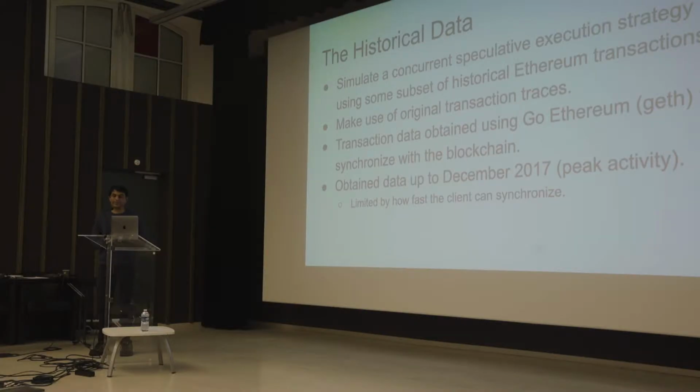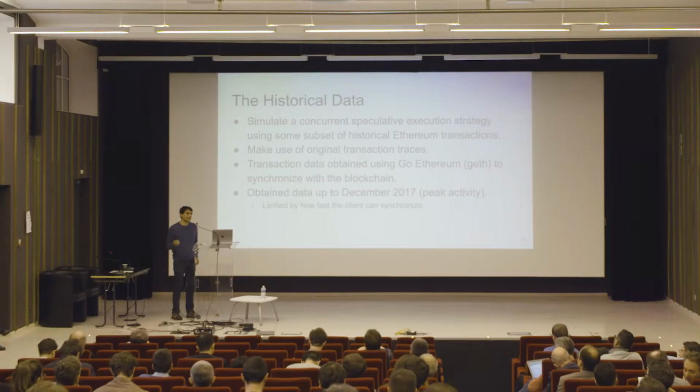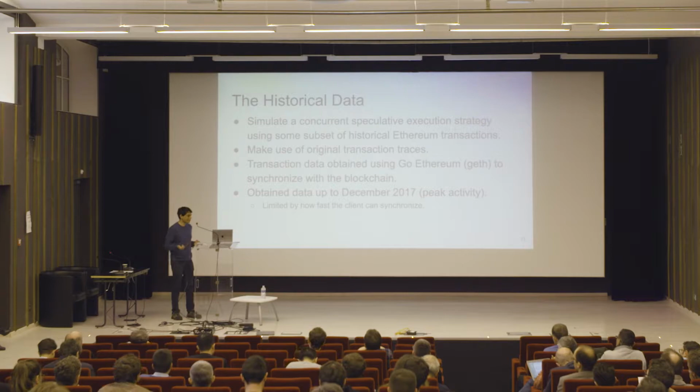But we were limited in the data we could get because it takes a very long time to run this client and synchronize it. We required what's called an archival copy of the blockchain, because this is required in order to calculate traces using the Go Ethereum client. And synchronizing it in this way is actually slower than the growth rate of the Ethereum blockchain, just to give you an idea of how slow it really is.